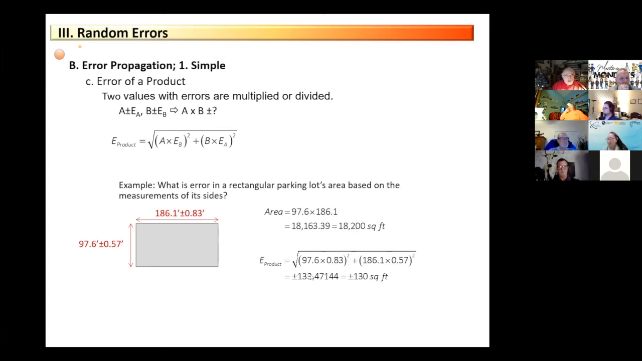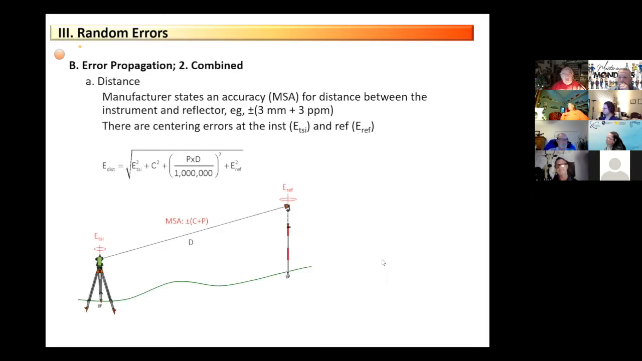But if we actually propagate the error based on the actual uncertainty in these numbers, taking this times this error squared plus this times this error squared and taking the square root, we get plus or minus 130 square feet. That's compatible with this, but it tells us that instead of being good to plus or minus 100 square feet, it's actually good to plus or minus 130 square feet. Because now instead of just dealing with significant figures, we're dealing with uncertainty in those significant figures based on repeated measurements. So again, that's on random errors.